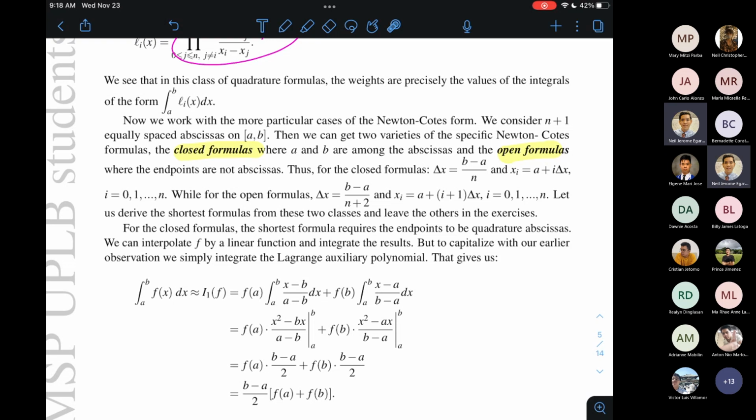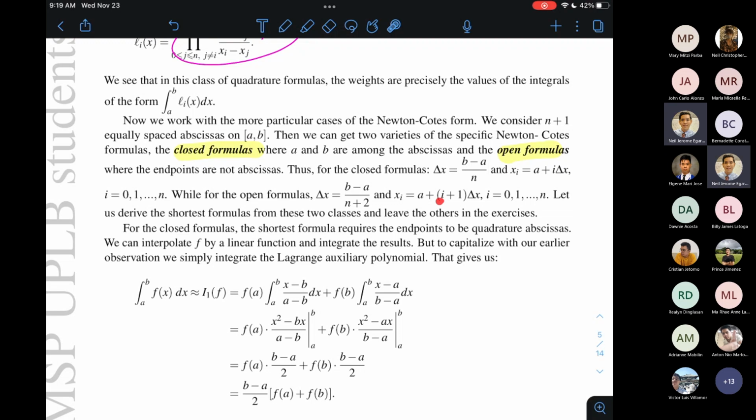So to complete the set of n plus 1 data points, you need a smaller step size. So yung step size na gagamitin mo ay B minus A all over n plus 2 kasi nga hindi kasali yung dalawang endpoints. So kailangan merong madagdag na dalawang points doon sa open interval. Kaya mas malaki by 2 yung denominator ng step size para sa open formulas. And now the formula for x sub i, A plus (i plus 1) delta x.